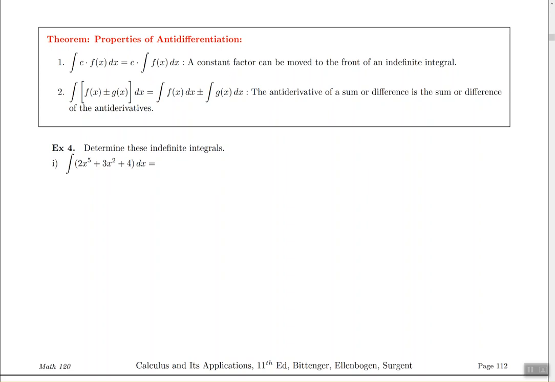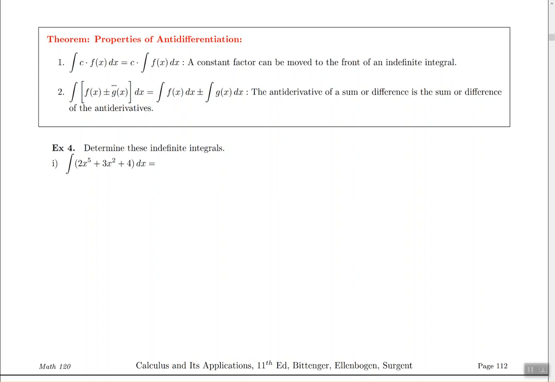It turns out that derivatives and antiderivatives have very similar properties. For instance, when we differentiated a variable and it had a number in front of it, we just ignored the number and we differentiated the variable. The same thing is true when you're anti-differentiating. That's what property number 1 in this table is saying.